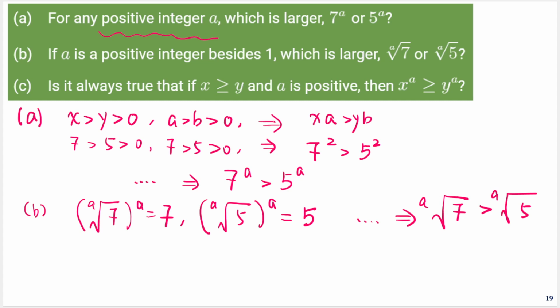Did you get it? So how about the third question? Is it always true that if x is greater than or equal to y and a is positive, then x to the power of a is greater than or equal to y to the power of a? What do you think? Yes or no? Is it always true or not necessarily true?